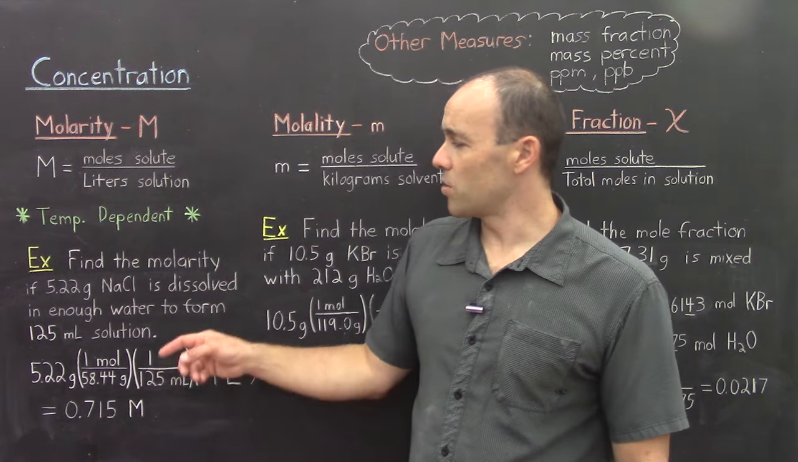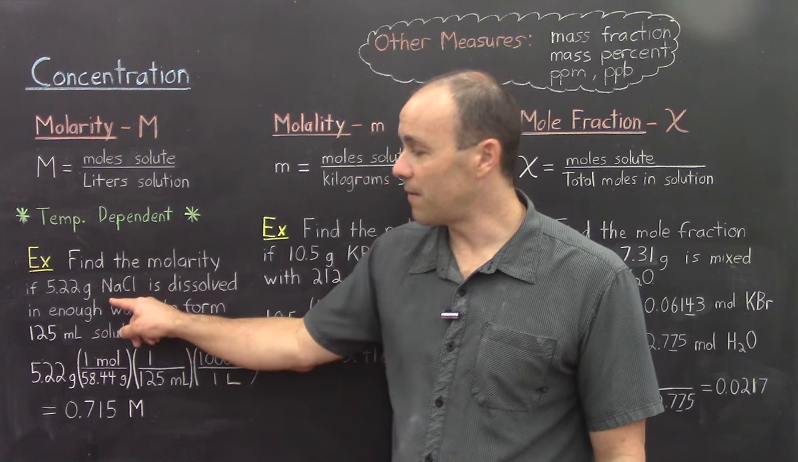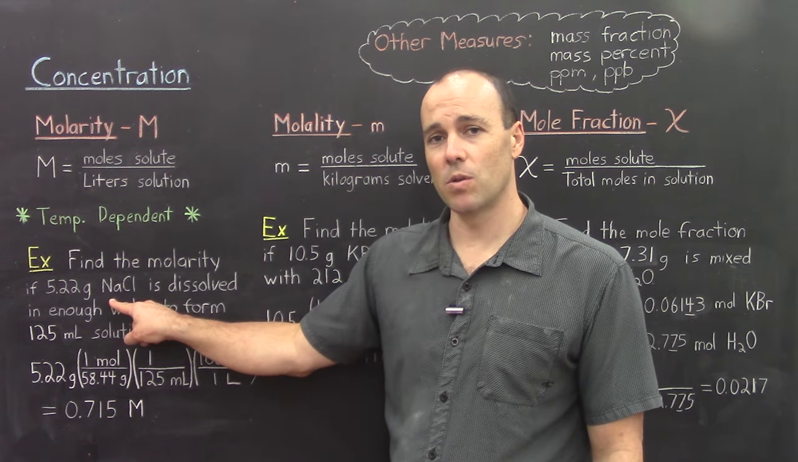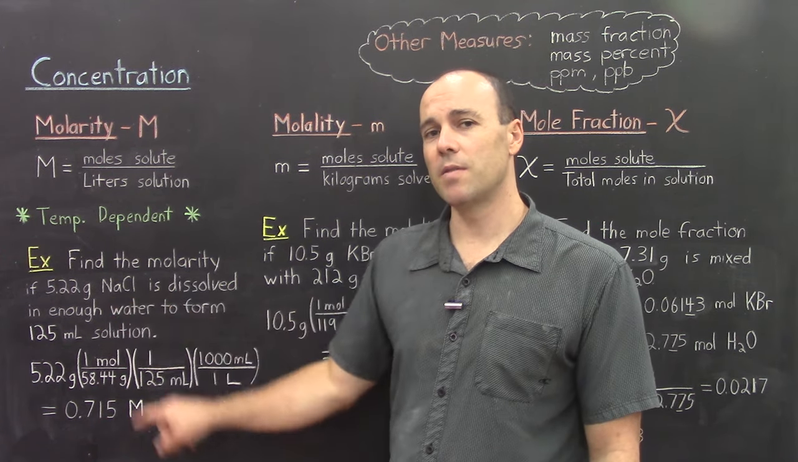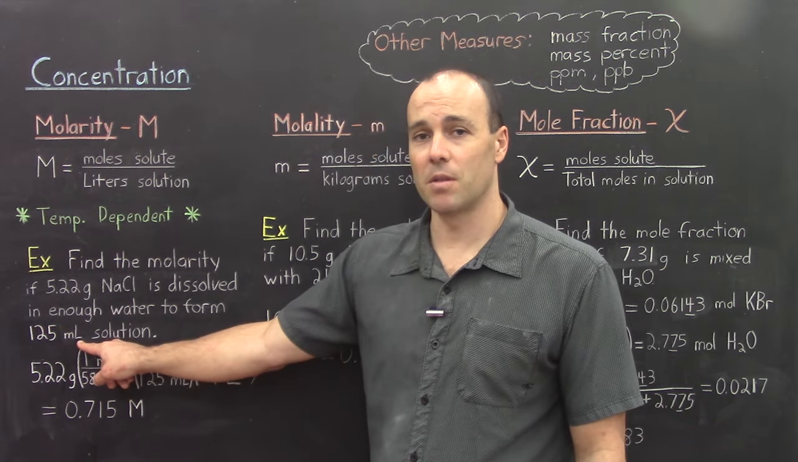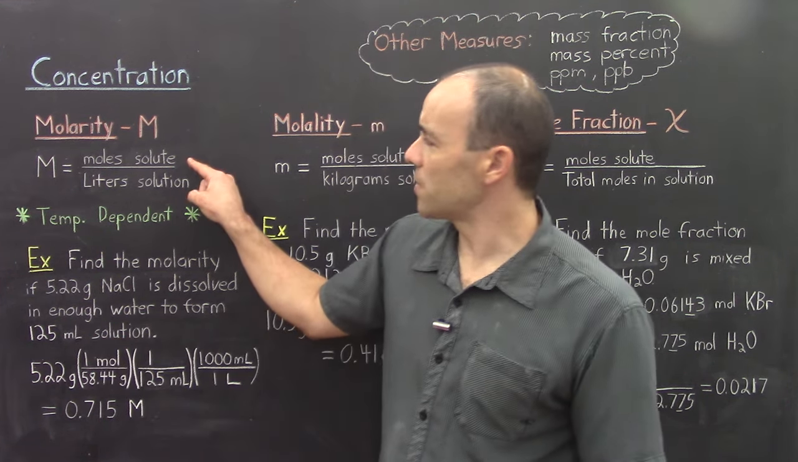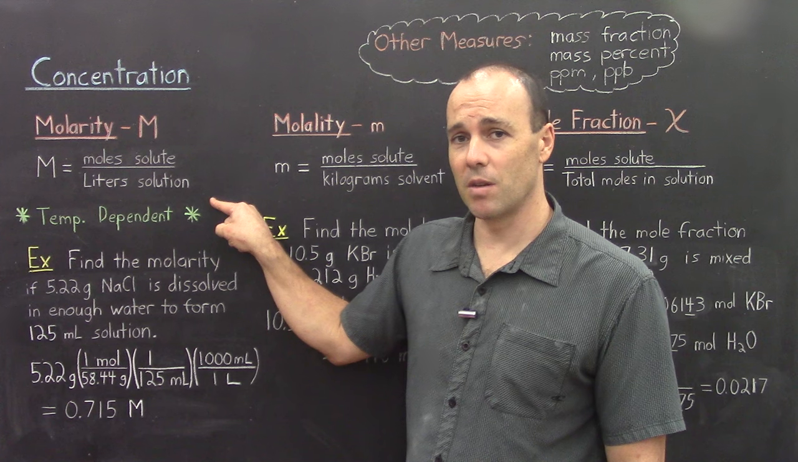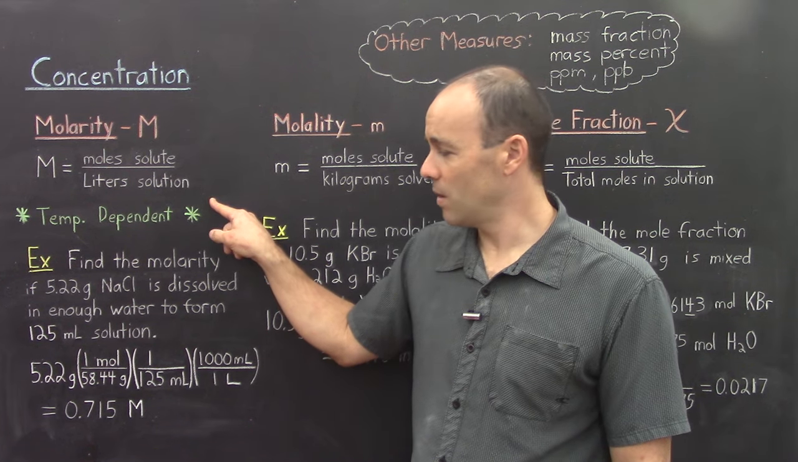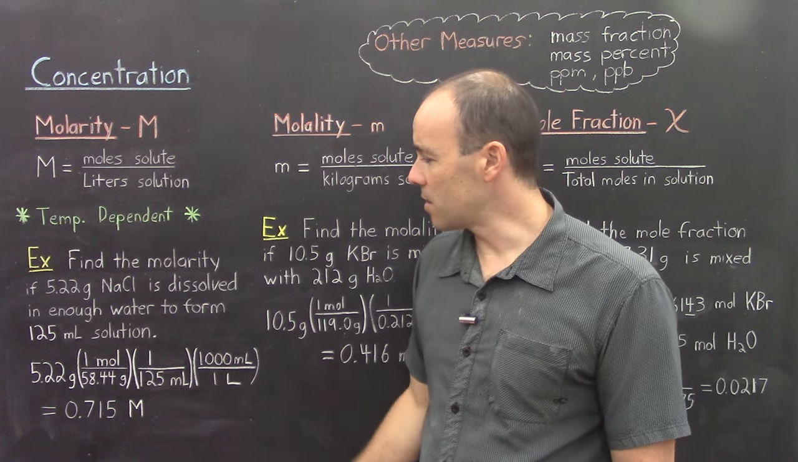Now, this example shows how to calculate the molarity. Find the molarity if 5.22 grams sodium chloride is dissolved in enough water to form 125 milliliters solution. So to do this, we need moles of solute and liters of solution. The calculation is done using dimensional analysis, so let's see how this goes.